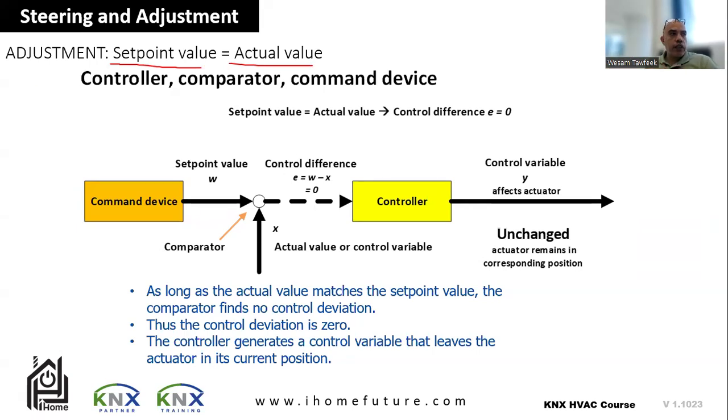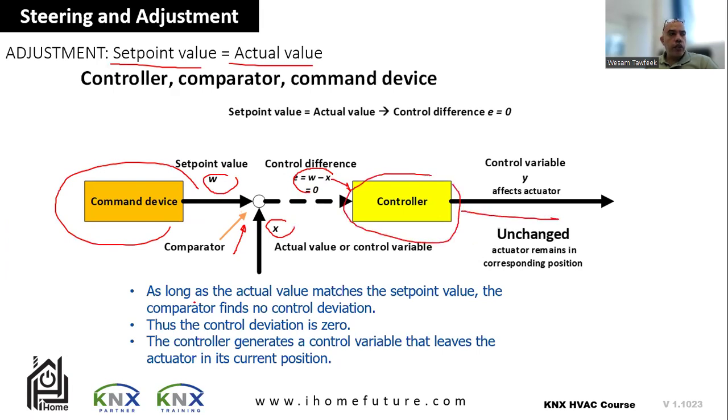So here you have a command device. I have a set point temperature or value which I want to reach. And then I have a comparator here, something to compare. It's comparing the actual value that I have now and the temperature that I want to reach. I'm getting a value. This value is going to the controller to affect how the controller will work. As long as the actual value matches the set point value, the comparator finds no control deviation. So if they are the same, I don't have to do anything, thus the control deviation is 0. The controller generates a control variable that leaves the actuator in its current position. So I'm not changing the current position.